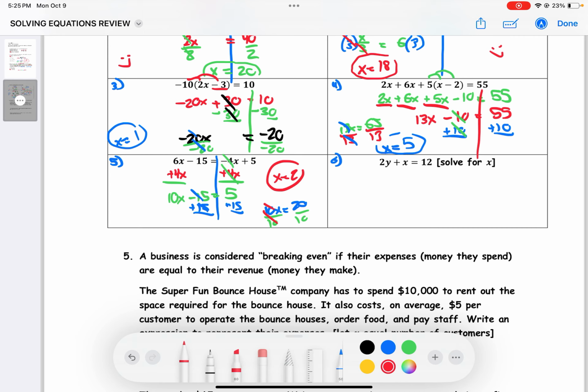Last one for this section, it is another literal equation. It is a very nice literal equation because it's only one step, right? I want x by itself, but it is being added to 2y. So the opposite of a positive 2y would be a minus 2y. And what I do to one side, I must do to the other. So 2y minus 2y is 0. That cancels out. X is all by itself.